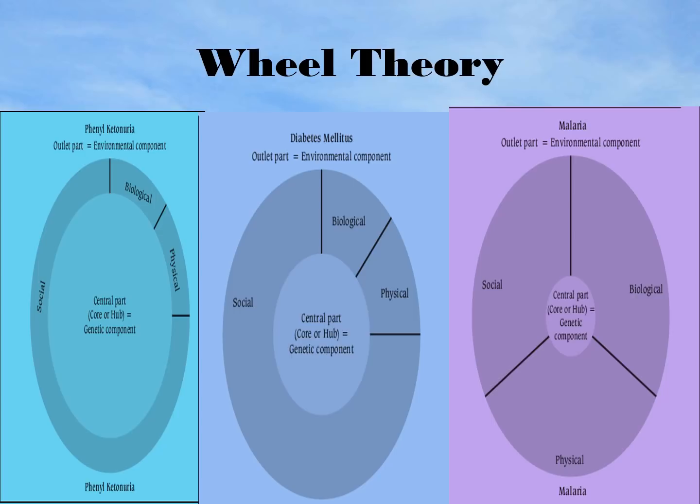Your diabetes mellitus somewhat has a balanced wheel theory with a genetic component as well as a social and lifestyle component, which is shown in this slide. Malaria, which is basically a communicable disease, would have fewer genetic risk factors and would largely depend on your social, physical, and biological factors, hence your risk factors to contract malaria as a disease.